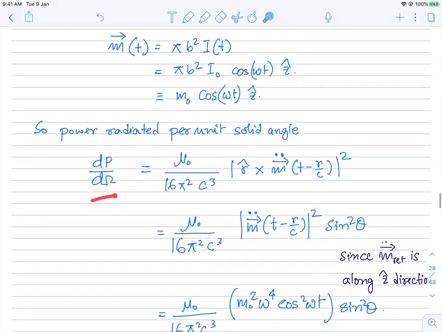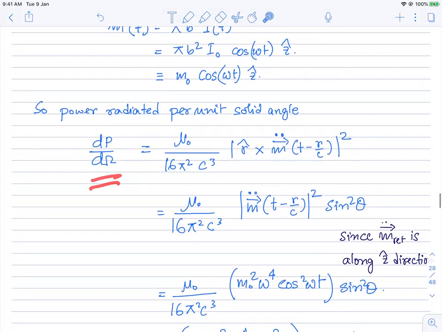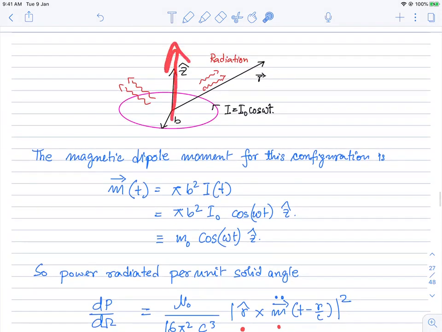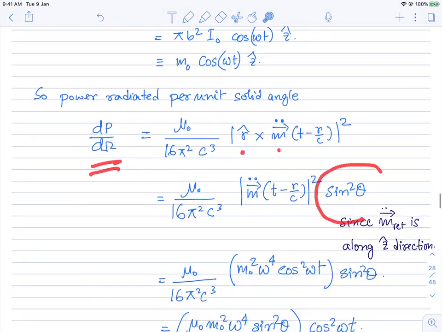And again, dP d omega you can calculate in a similar way, r cross this thing. So you can take this to be the z hat direction, then you'll get the sine square theta out, and this will be the mod of m double dot square at retarded time.